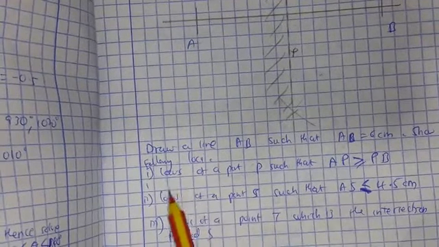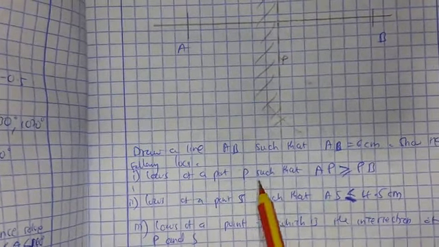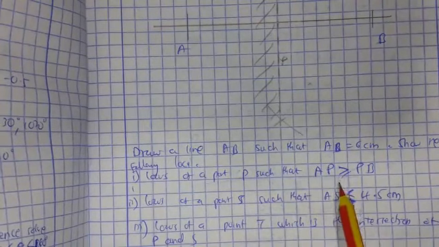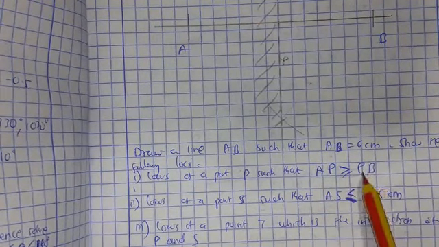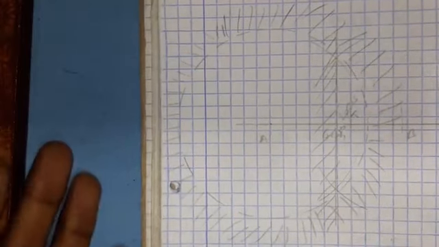For example, if you meet statement 2, it says, draw the locus of point P such that AP is greater or equal to PB. So greater or equal to PB, that means I'll have a continuous line at P and I'll shade my unwanted region here like that. And then the wanted region will be the one that is continuing from that specific point.